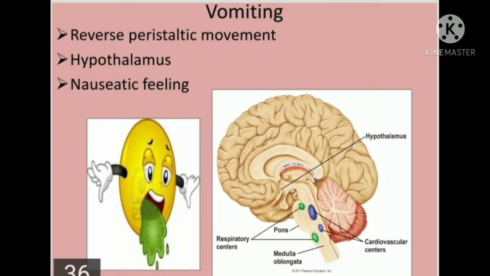Our next slide is vomiting. In this condition, the stomach contents are thrown out of the mouth due to the reverse peristaltic movement of the gastric wall. It is controlled by the vomiting center of the medulla. It is typically associated with a nauseatic feeling. There is more about vomiting; we'll see to it. So it's a reverse peristaltic movement.